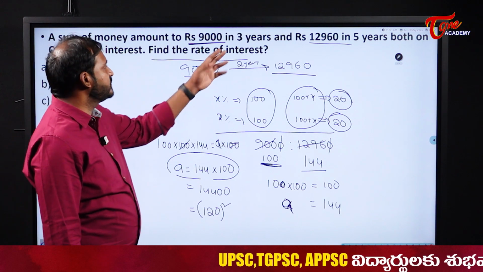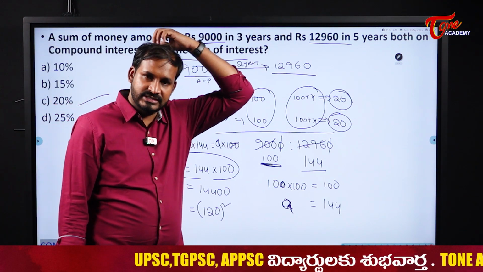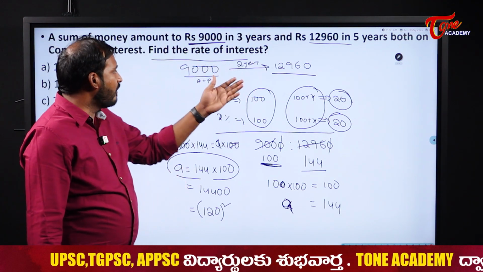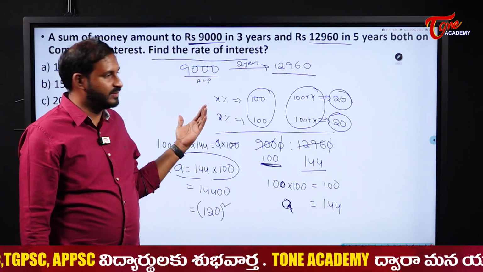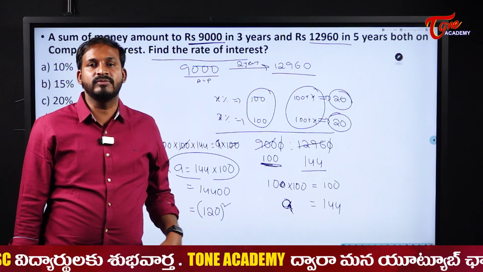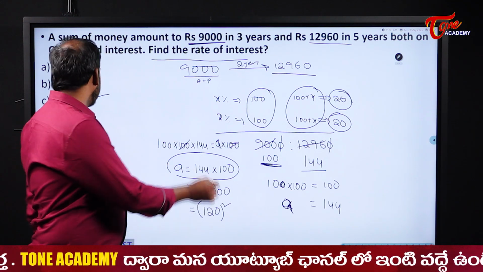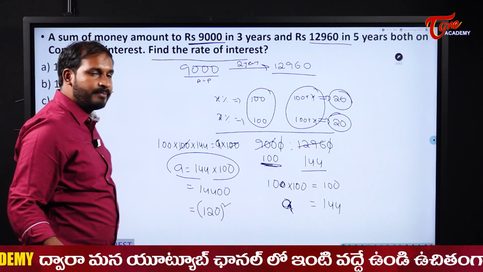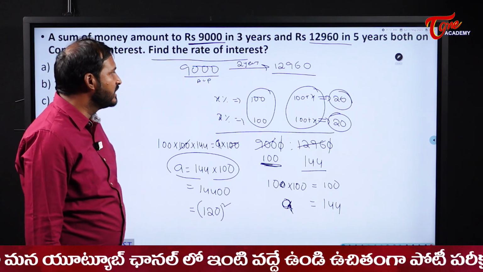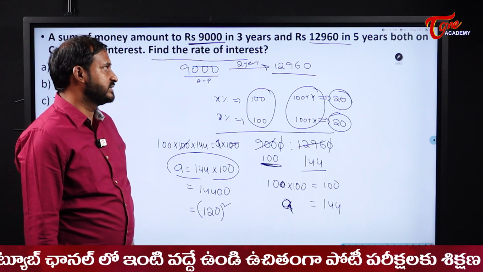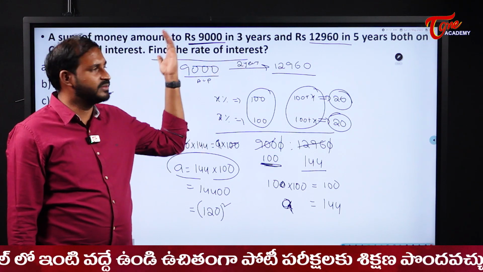Don't be confused by seeing this 3 years and 5 years. Don't take it like that. Obviously, consider this one as the new principal, and this is the amount after 2 years. And this is how it will work. So the rate of interest here is how much? 20%. Whatever it is, take that one as principal and that one as amount.